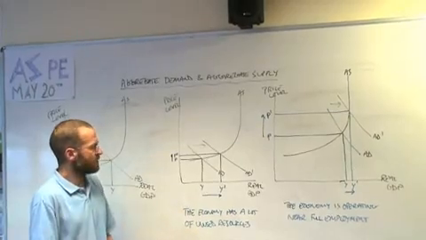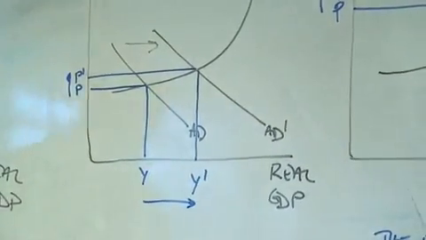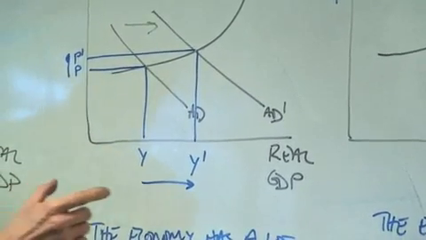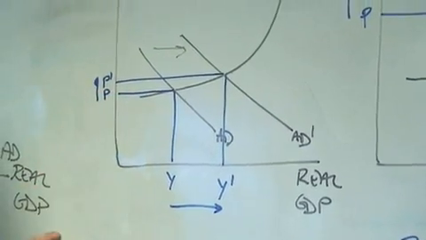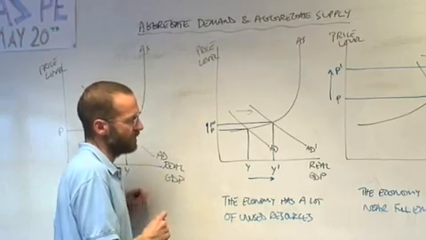If the economy has lots of unused resources, the increased aggregate demand leads to lots of firms producing much more output. Therefore, you get a large increase in output and you get a small increase in inflation. So a large increase in output, a small increase in inflation.